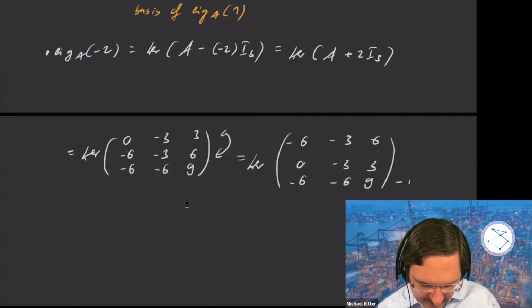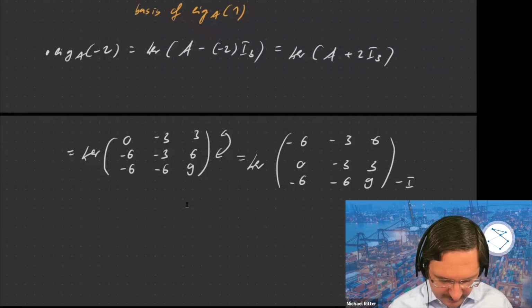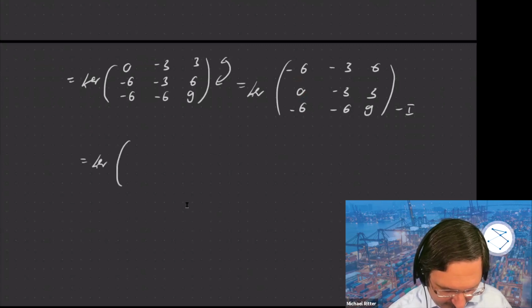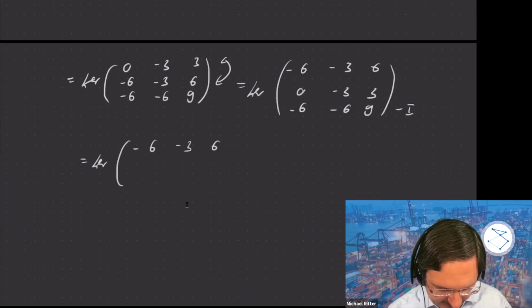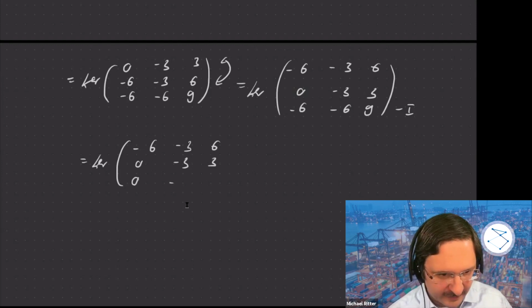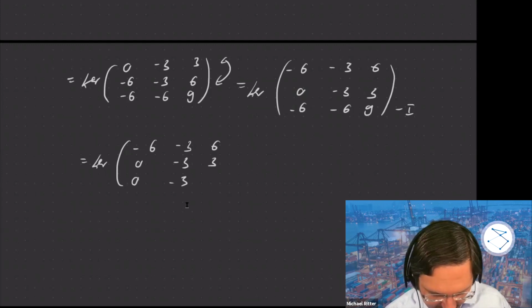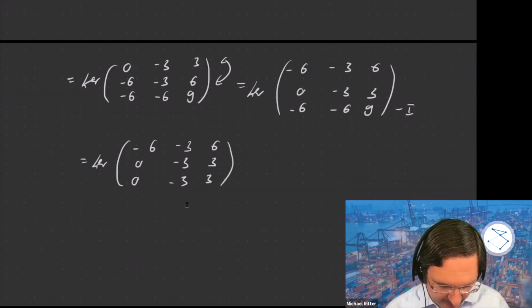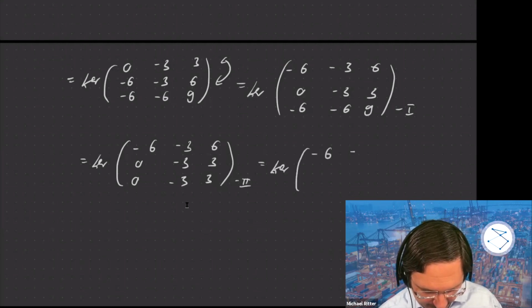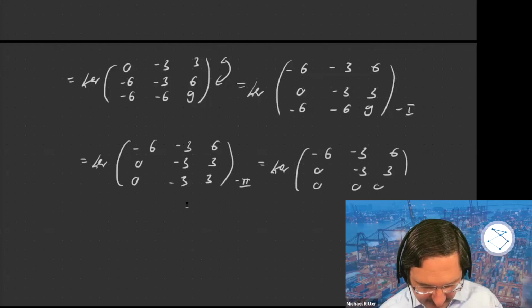Then we subtract the new first row from the third row. No operation is necessary here because we have that 0 already. So we get the kernel of -6, -3, 6, 0, -3, 3. And here we get a 0, -6 plus 3 is -3. And here we get 9 minus 6, that is a +3. And you can see if we now simply subtract the second row from the third one, we get the desired form. So the first row doesn't change, the second row doesn't change, and the last one becomes a 0 row.